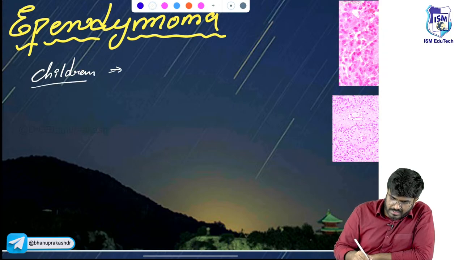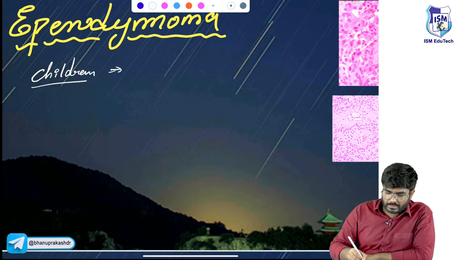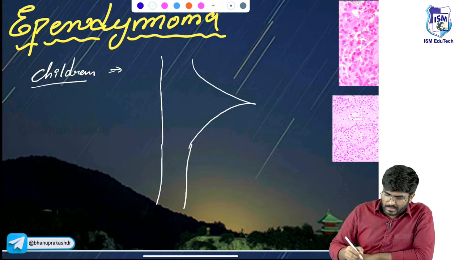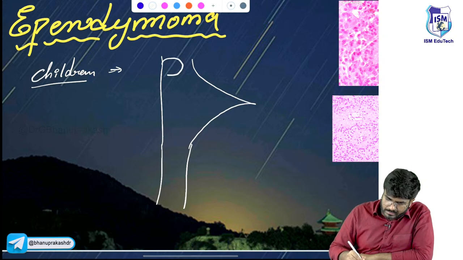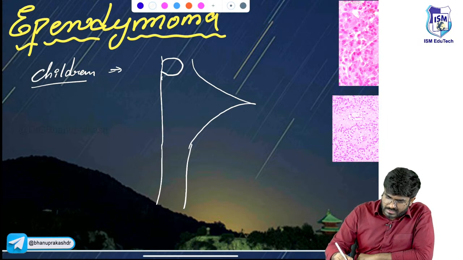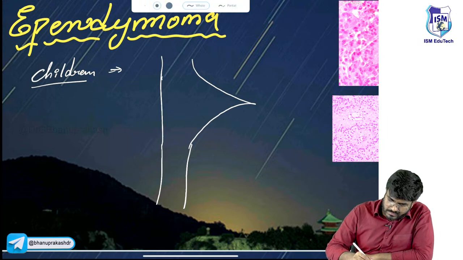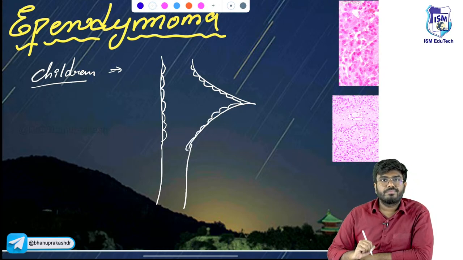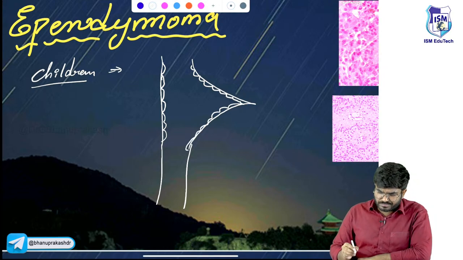Especially, you know the fourth ventricle, right? Now, this is the fourth ventricle. These are the lining cells, the ependymal cells. First, let me draw the ependymal cells. This is the fourth ventricle. I hope you know how the fourth ventricle looks. In the brainstem, there is a fourth ventricle.